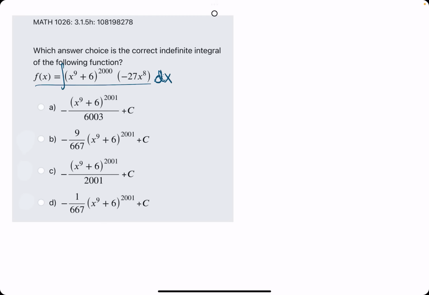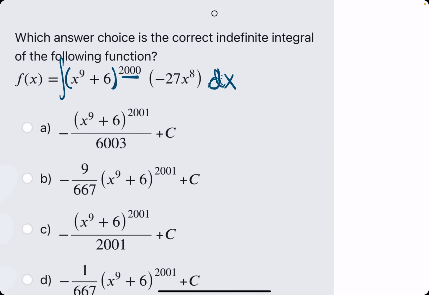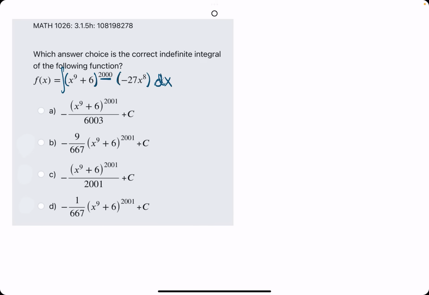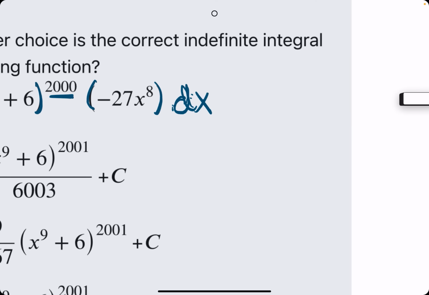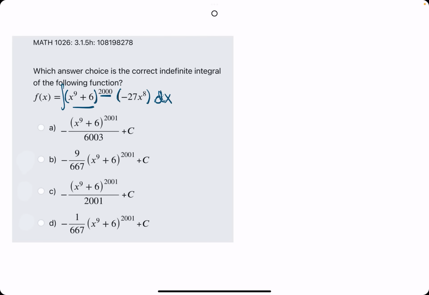So the idea is we find our u first. Our u is usually whatever's in parentheses and being acted upon by another piece. So we have this in parentheses, but this is kind of just on its own. But this is in parentheses, x to the 9th plus 6, and it's being raised to the 2000. So the x to the 9th plus 6, our u, is always our inside function or inside expression.